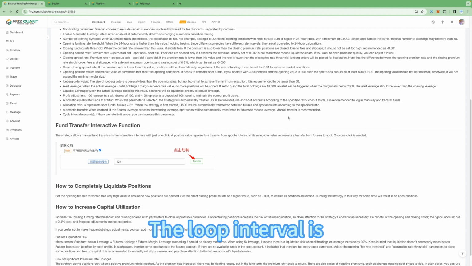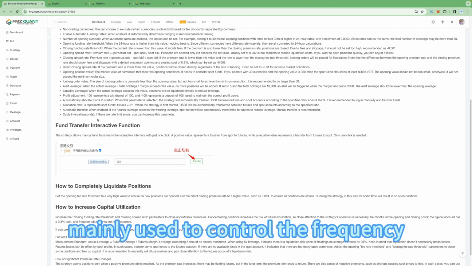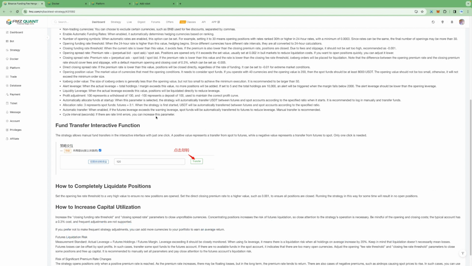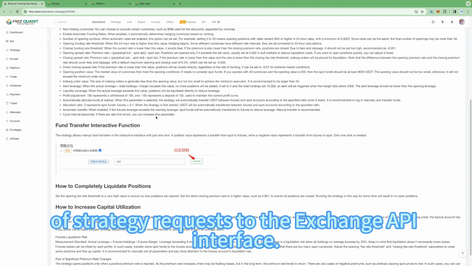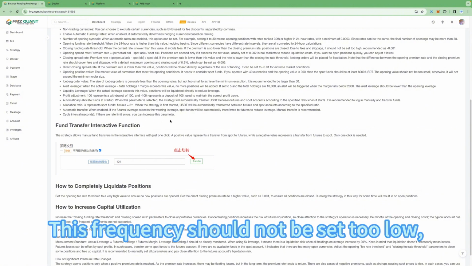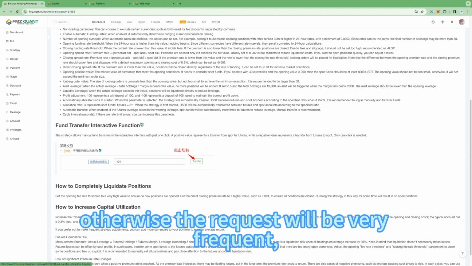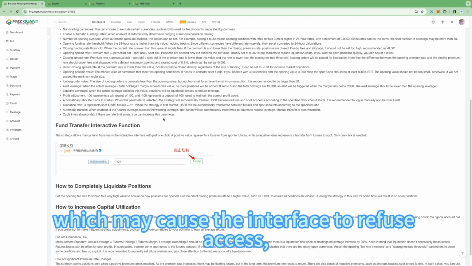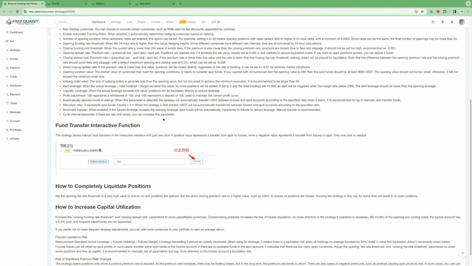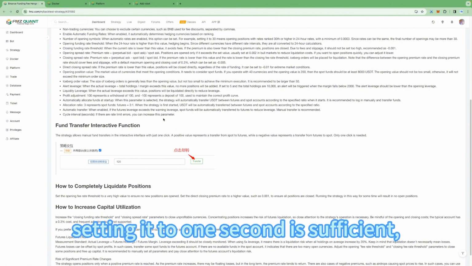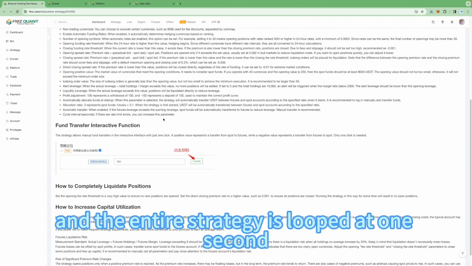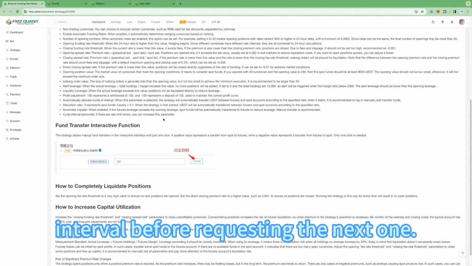The loop interval is mainly used to control the frequency of strategy requests to the exchange API interface. This frequency should not be set too low, otherwise the requests will be very frequent, which may cause the interface to refuse access. Generally speaking, setting it to 1 second is sufficient, and the entire strategy is looped at 1 second interval before requesting the next one.